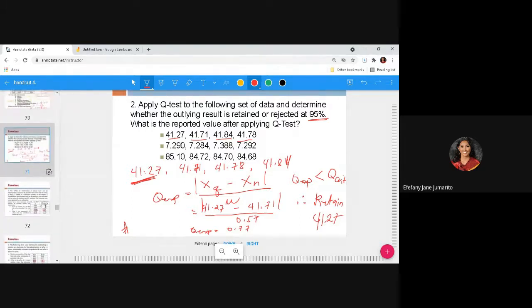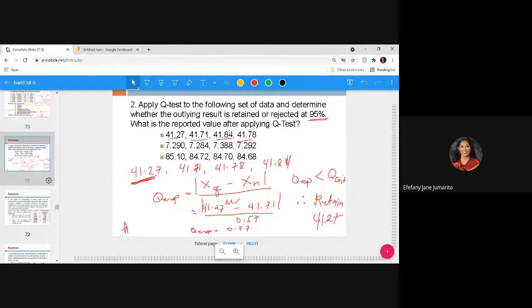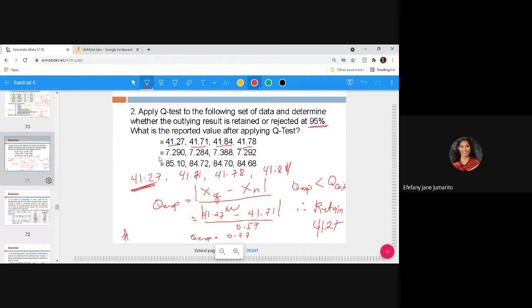So we will retain. Okay, now another assignment. Do letter B and letter C. Letter B and letter C. Take a screenshot and write it down, class.